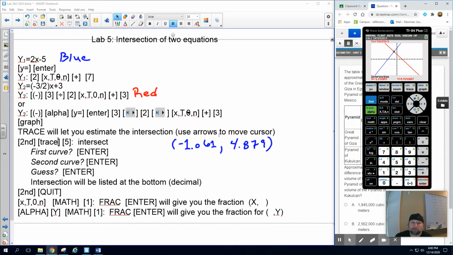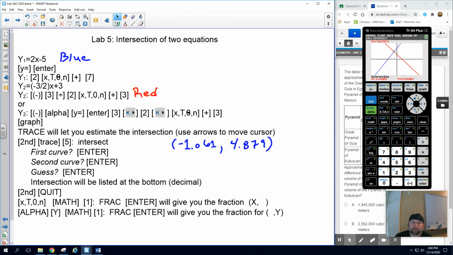So now I'll write it in red, like it has it. So the estimation, or what it's saying is the exact, is negative 1.143 and 4.714. So see, this is that part where it's listed as decimals at the bottom. Okay.